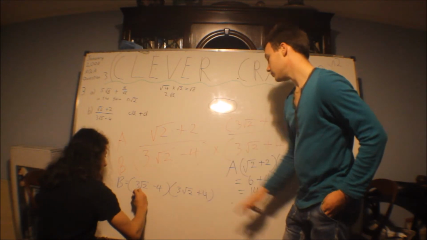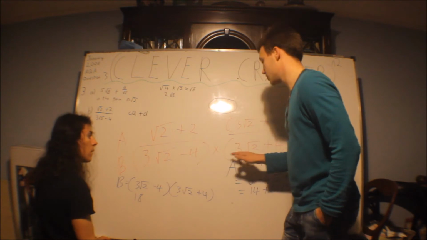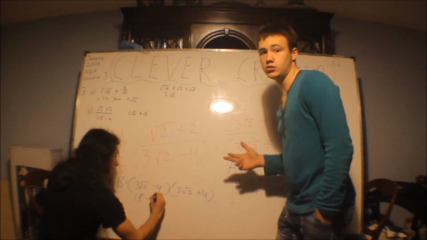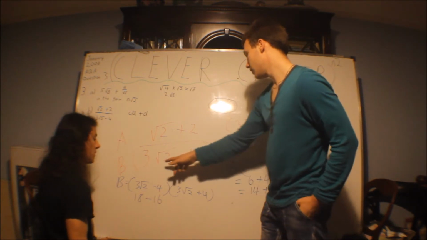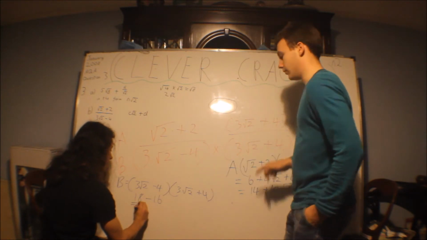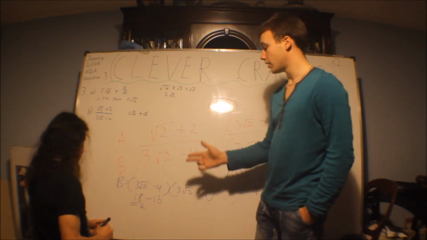So we get 18, because 3 times 3 is 9, root 2 times root 2 is 2, 9 times 2 is 18. Minus 16, which equals 2. And that'll be your denominator.